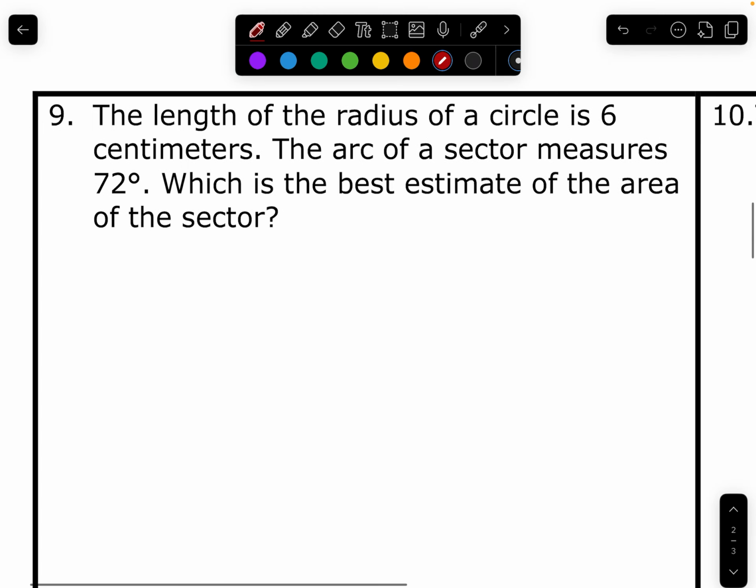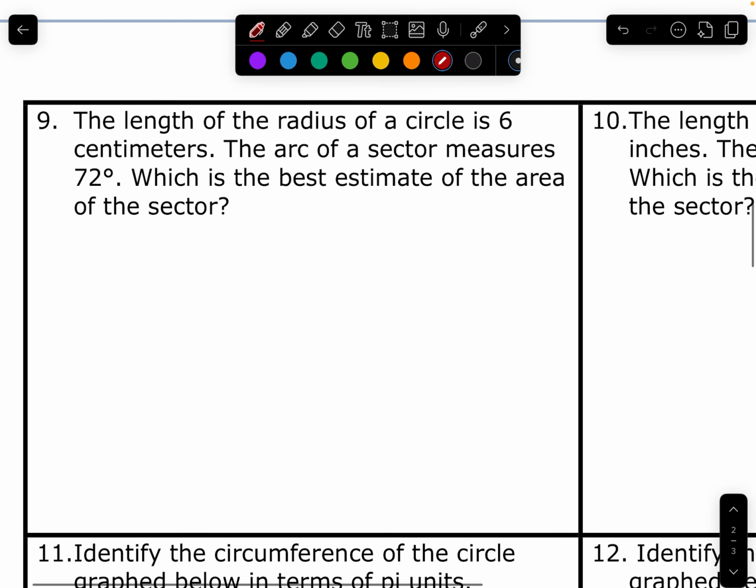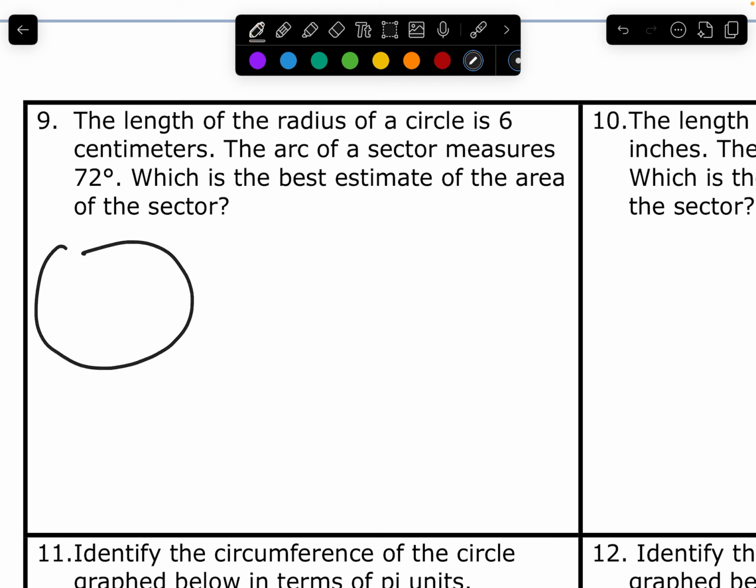Number 9, the length of the radius of a circle is 6 centimeters. The arc of the sector measures, okay, sorry, I need pictures. Okay, well, maybe not that picture. There we go. All right, so here's our circle. The length of the radius is 6.